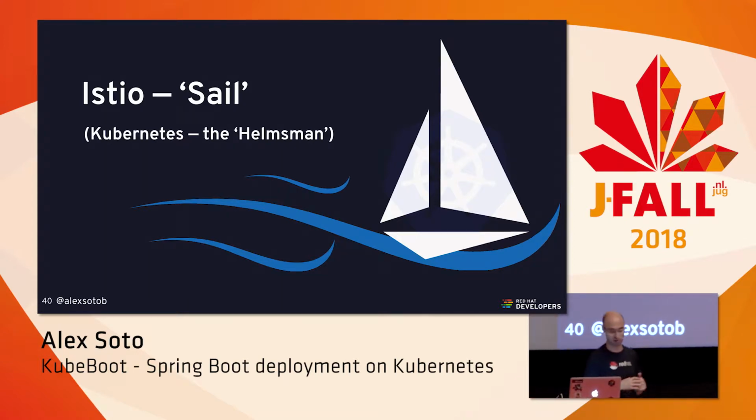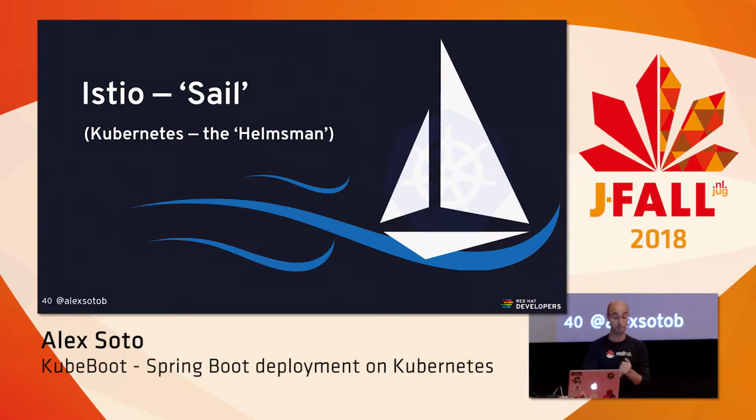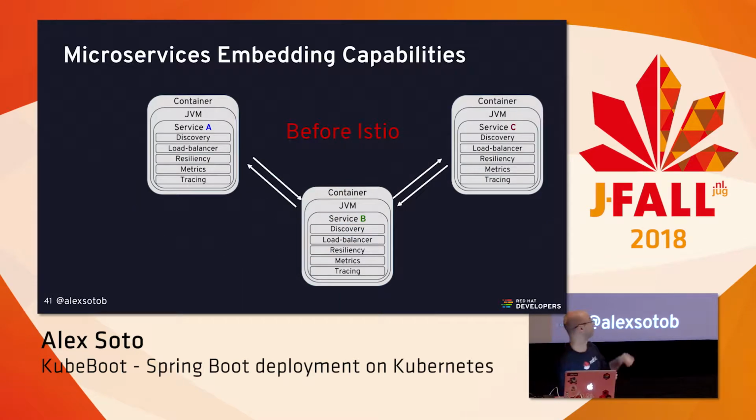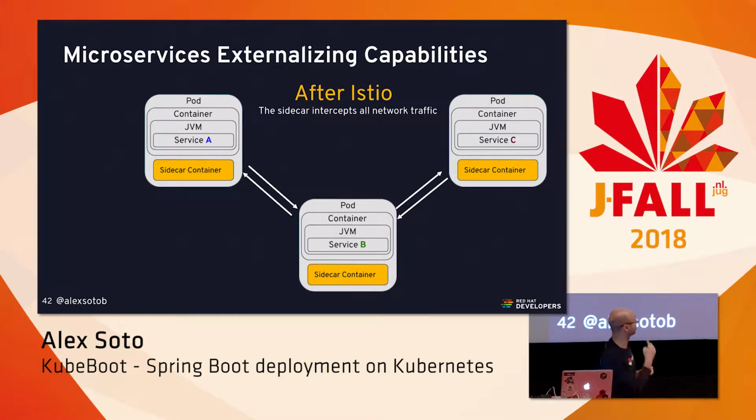And Istio is a service mesh, and a service mesh is a dedicated infrastructure layer for making service-to-service communication safe, fast, and reliable. Okay? This is before Istio. I remember that I said that you have the service A with all these cross-cutting concerns like discovery, load balancer, resiliency, metrics, tracing, all these things together with your business logic. Then we have the JVM, we have the container, and service A communicates with service B, and service B communicates with service C. Each of these services has all these cross-cutting concerns that basically you end up copy-pasting from service to service, right?